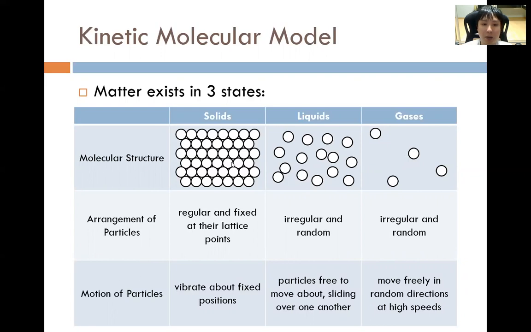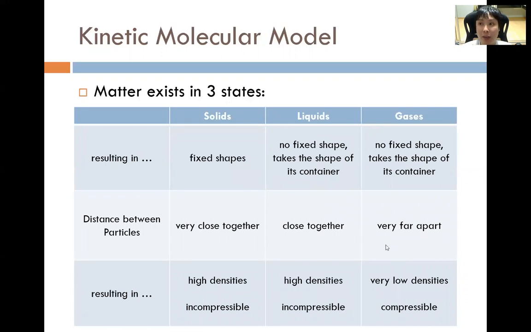The only difference is that the particles are further spaced as compared to the liquid state. As for the motion of particles, in the solid state, the particles vibrate about their fixed positions. In the liquid state, the particles are free to move about, sliding over one another, while in the gaseous state, the particles are free to move in random directions at high speeds. As a result of the properties mentioned in the previous slide, solids have fixed shapes because the particles have to vibrate about their fixed positions. On the other hand, since the liquid's particles are free to slide over one another, it doesn't have a fixed shape. It will take on the shape of the container. Same thing for the gas.